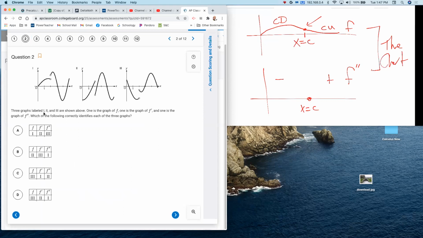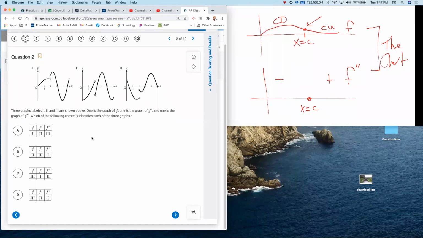Question number 2. You get these graphs labeled 1, 2, and 3. One is the graph of F, one is the graph of F prime, one is the graph of F double prime. That's something that we did on Delta Math. Pretty similar, identifying F, F prime, F double prime. We have to think about where things are. It'd be really nice if they were lined up, one on top of the other, but I don't know that I can do that. I wonder if I could take pictures of them and then superimpose them. I suppose I could do that.